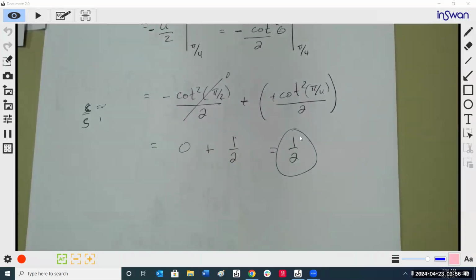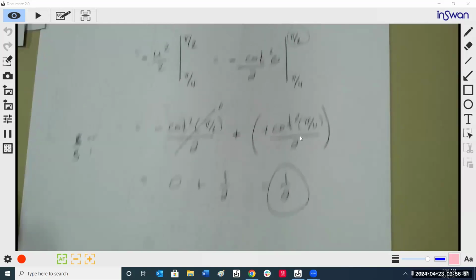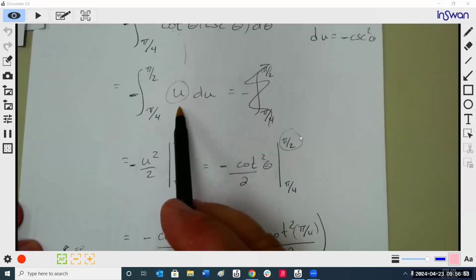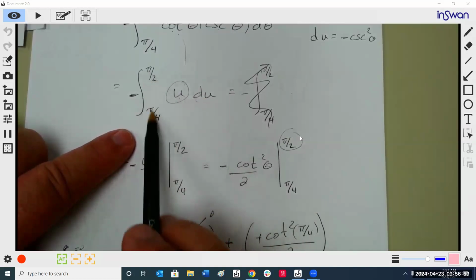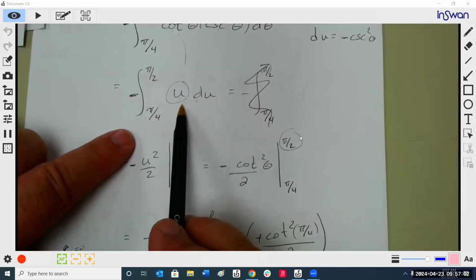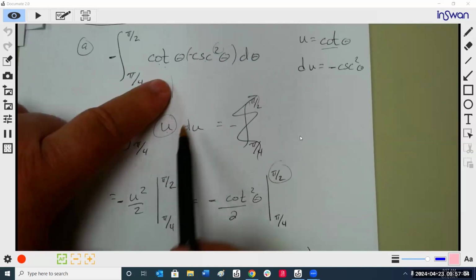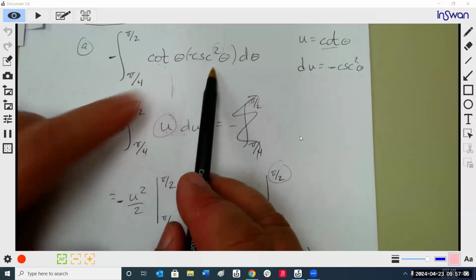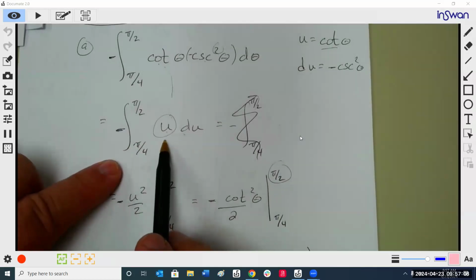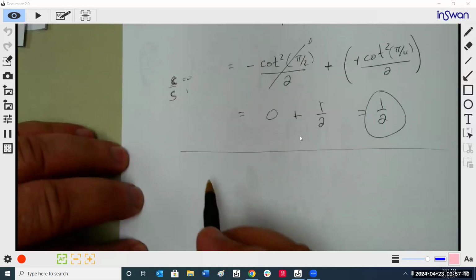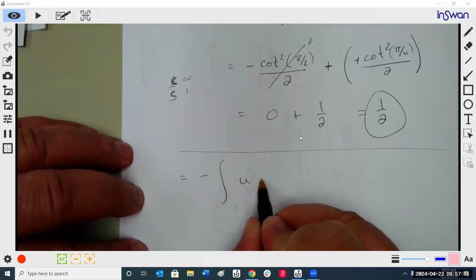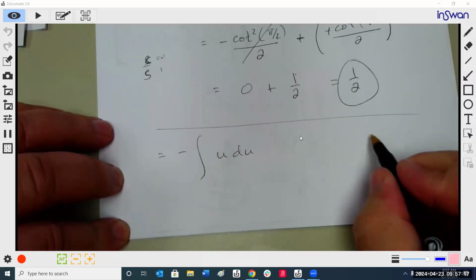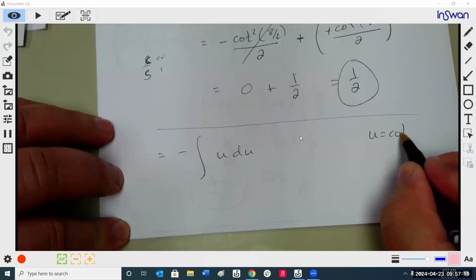Now, there's another way. Let's try this other way. When we did the substitution, when we had the whole equation with respect to u, are these bounds with respect to u? They're with respect to cotangent and cosecant. So what we can do here is, once we had u du, we defined u as cotangent.